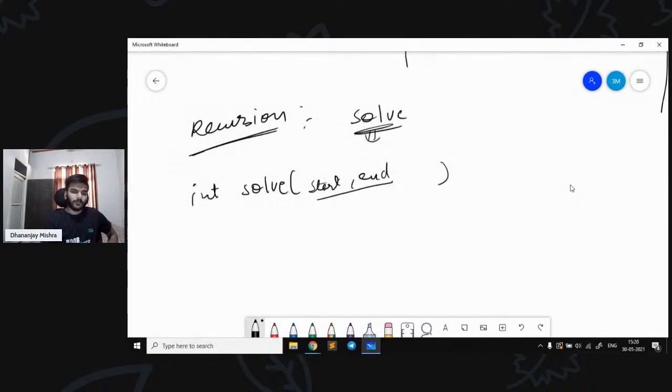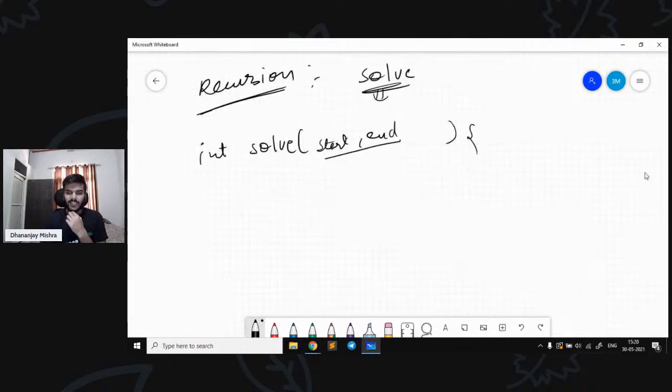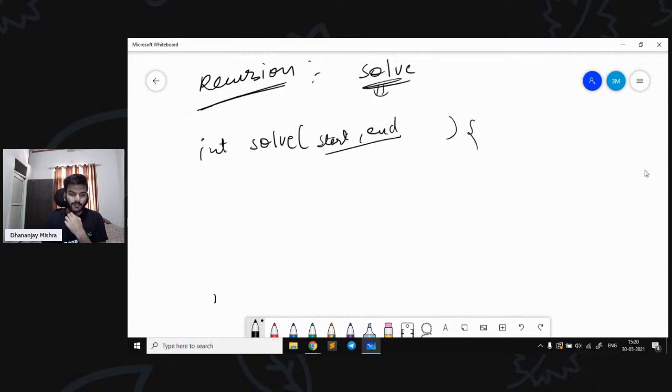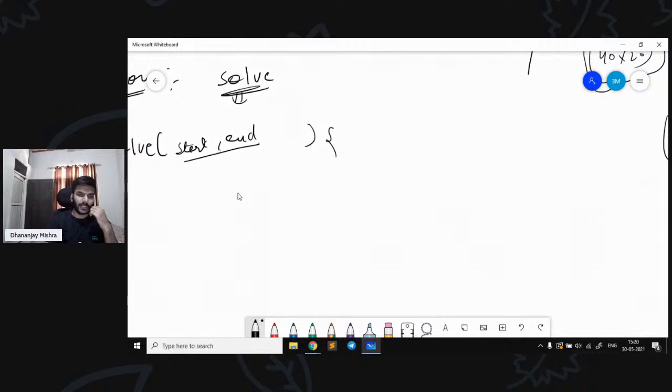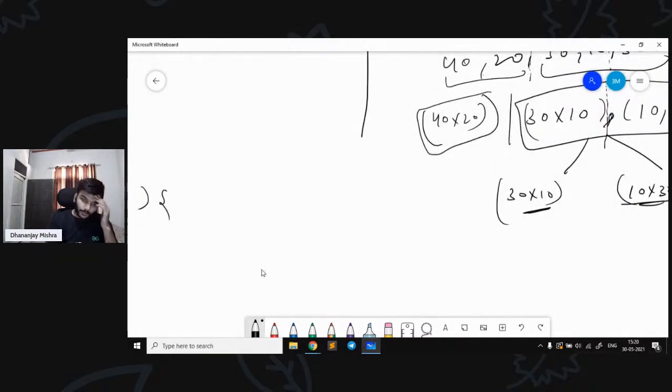Now after solving the issue of parameters and the return type, the basic idea is that we will be partitioning our array and looking further. So now the question is up till what point our range will lie, because in this question there are some edge cases. For this example, for instance, 40, 20, 30, 10 and 30.